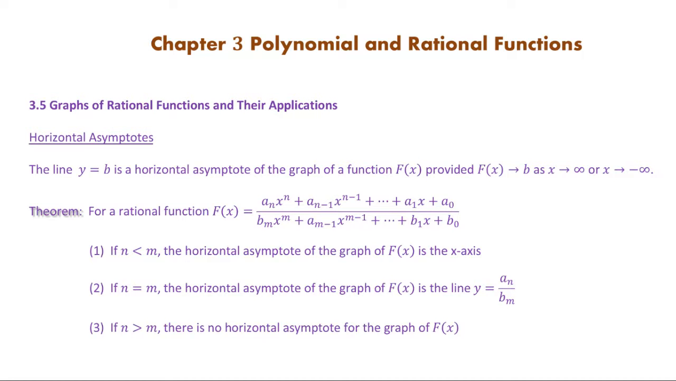If the exponent on the top, the highest, is less than the highest exponent at the bottom, then the horizontal asymptote of the graph of f is the x-axis. The curve will approach the x-axis, okay, as its horizontal asymptote.